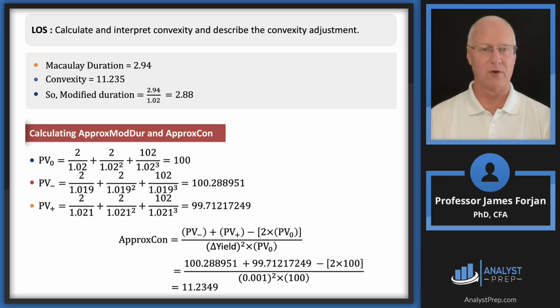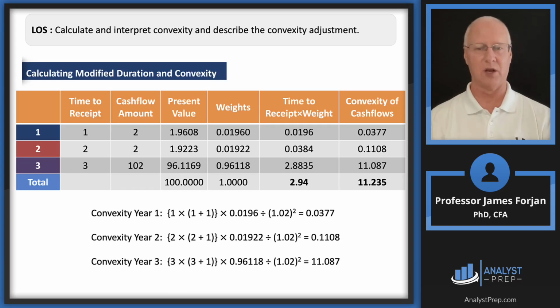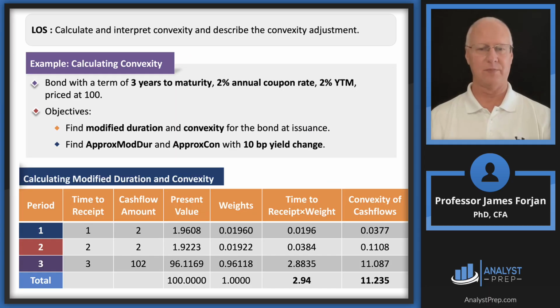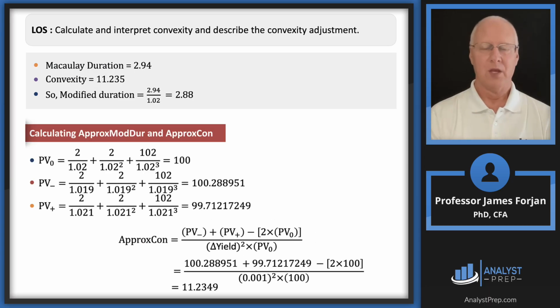All right, you ready for this? So what was that equation right there? Well, skip down to the bottom. So there's approximate convexity. Here, I was going to go back to here at the bottom, but I didn't need to because it's right there. So what are we going to do? We need the price of the bond if the yield falls, and the price of the bond if the yield rises. We need its current price and the yield change.